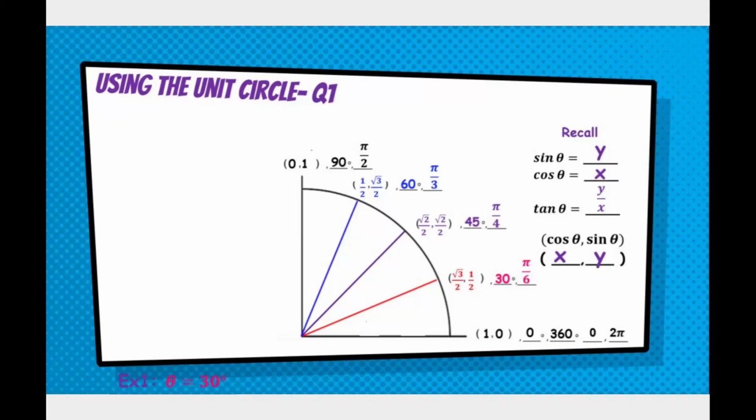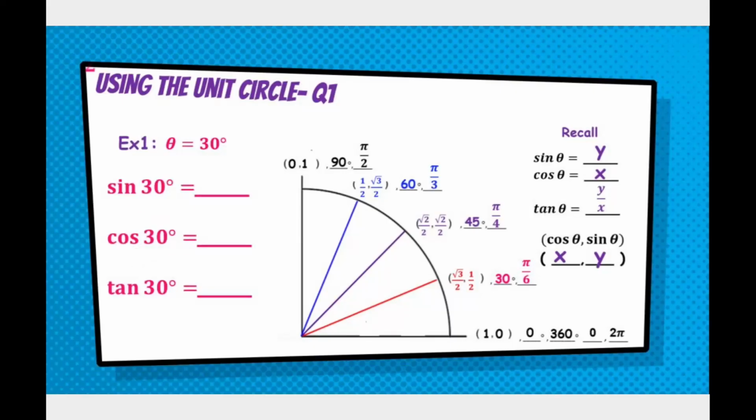So using the unit circle, you do need to know this, but we're going to start off by just doing some quick examples. When theta is equal to 30 degrees, what are the following? Sine of 30 degrees, we're looking strictly at our y value. So we need to locate where our 30 degrees is, look at our y, that is just 1/2. Cosine, we need to understand that that is x. So we look at the x value at 30 degrees, which is square root of 3 over 2. And tangent, we need to look at y over x.